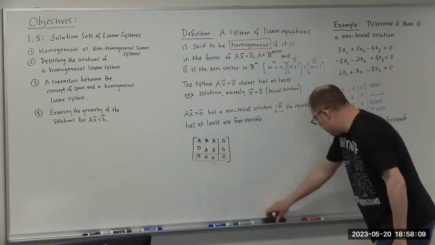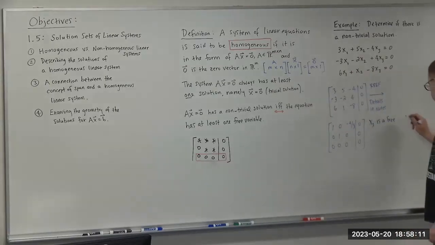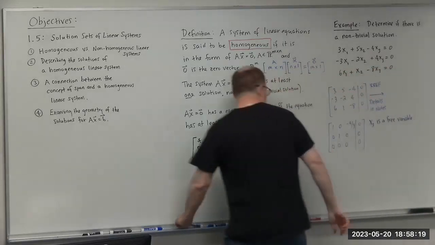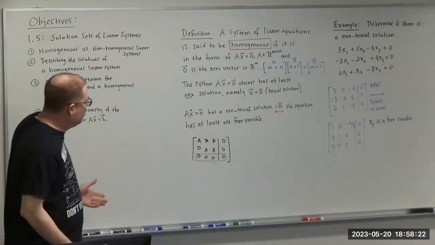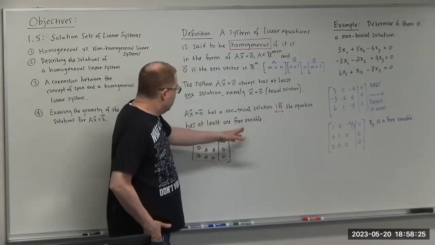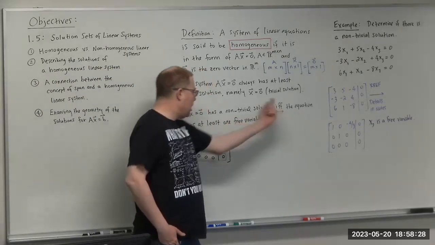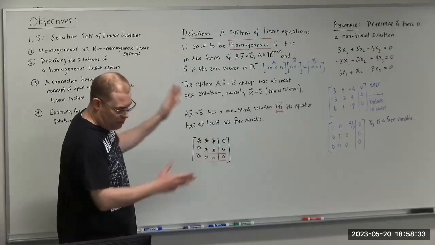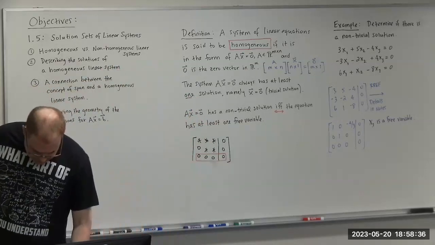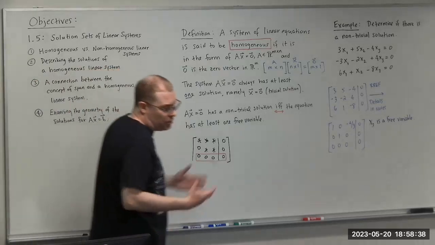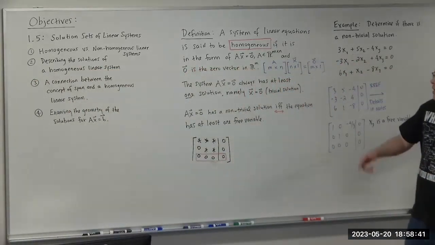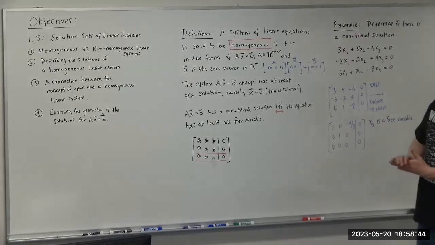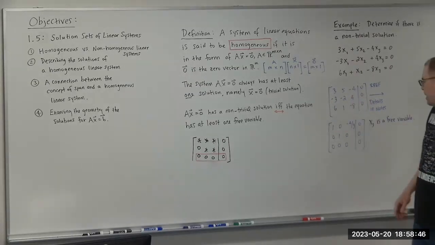So x3 is our free variable. And that's all we need to know, right? Because then we can use this theorem. Because there's a free variable, that implies that this system must have a non-trivial solution. So let's go ahead and find that. That'll be a good review from the previous material in this chapter.